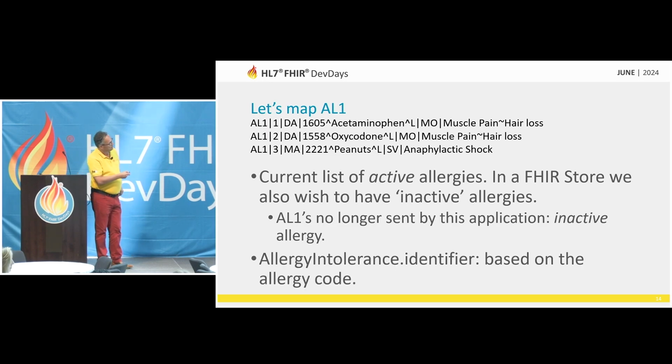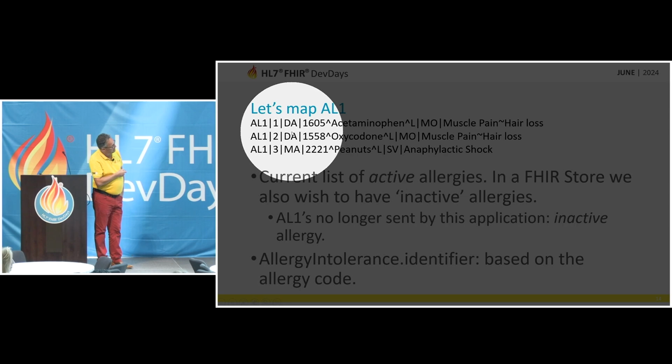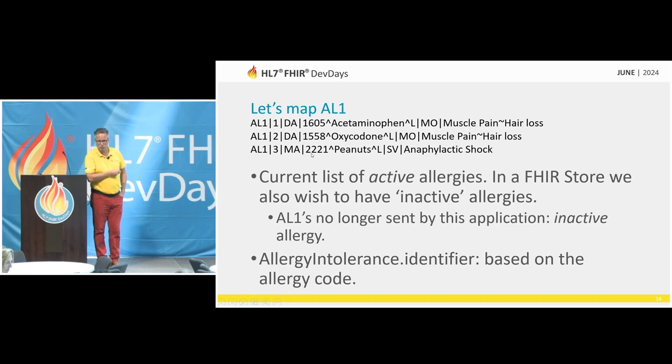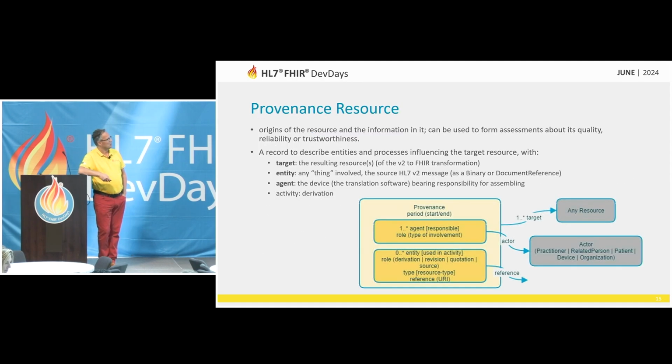But how do we deal with that in the context of translation? Okay, and these are 3 different allergy and tolerance resources. So what we could do is basically use this code as an ID, if you want, or as an identifier for the allergy and tolerance resource. That's already getting a bit tricky, but that will mostly work, actually. Now, provenance has a role to play here.